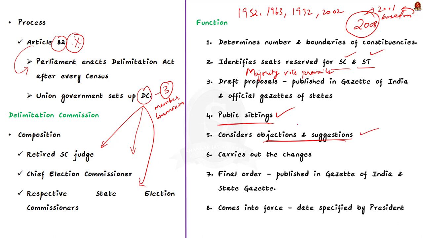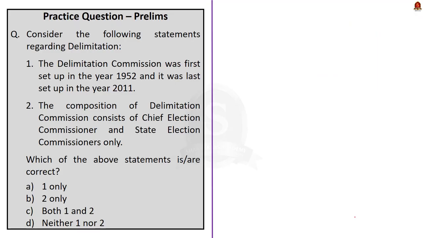After hearing the public, the final order is published in the Gazette of India and also the respective state gazettes. It comes into force on a date specified by the president. That's all with respect to the delimitation. Through this discussion, we learned about the process of delimitation in India and how it is carried out. With this, let's move on to the next news article discussion.